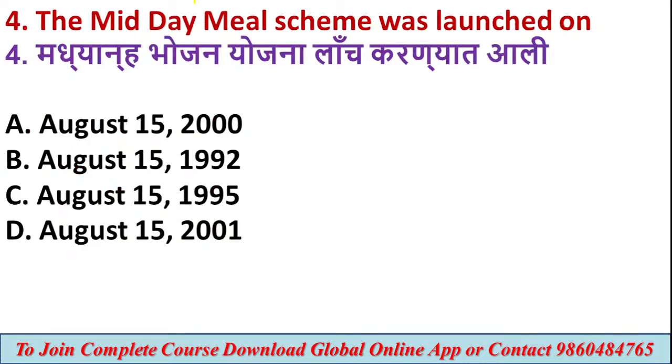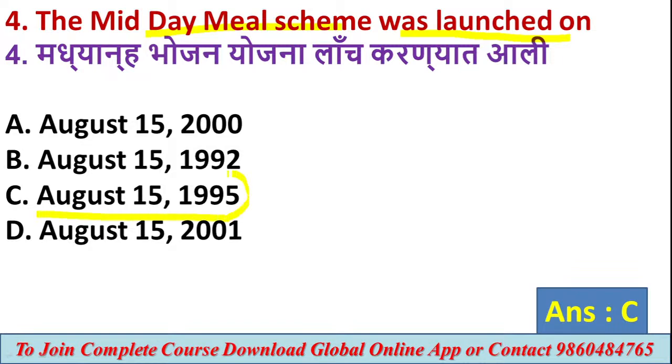Question number 4. The midday meal scheme was launched on option A, August 15, 2000; option B, August 15, 1992; option C, August 15, 1995; option D, August 15, 2001. When was the midday meal scheme launched? Comment the correct answer. The right answer is option C, August 15, 1995.